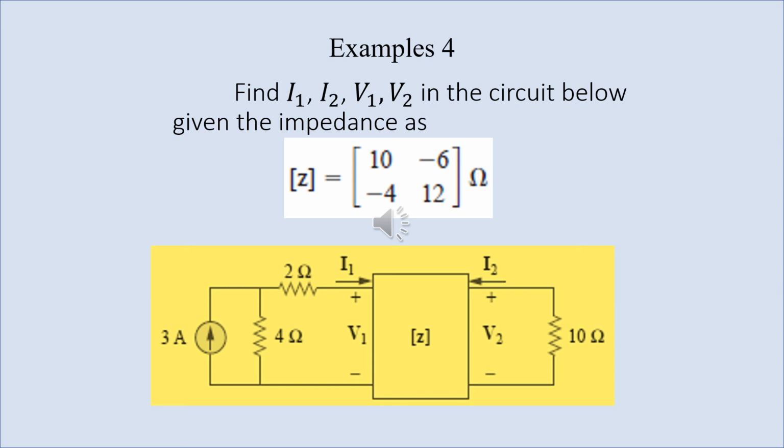In this circuit, we will need source transformation, since the 3 amp source and the 4 ohm resistor are in parallel. We transform from the current source to the voltage source using V equals IR, so our voltage will be 12 volts. The 12 volts will be in series with the 4 ohm resistor, connected also in series with the 2 ohm resistor. Then it will join our two-port network, as we will see on the next slide.